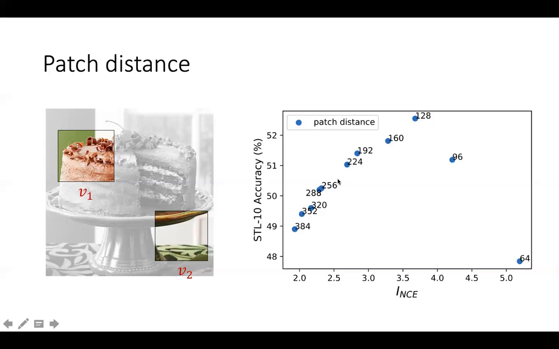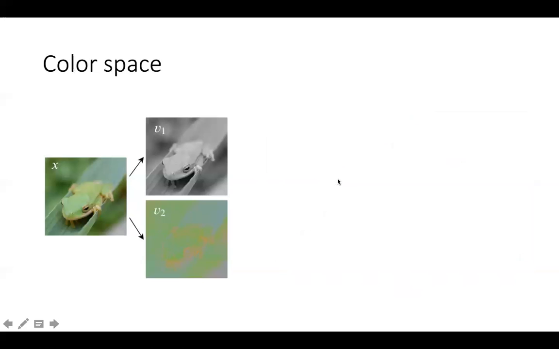And another example is you can leverage color space to construct two views. For example, you transfer an RGB image into a specific color space and you create two views by splitting over the channel dimension. For example, you can use the first channel as one view and the remaining two channels as the other view to do contrastive learning.